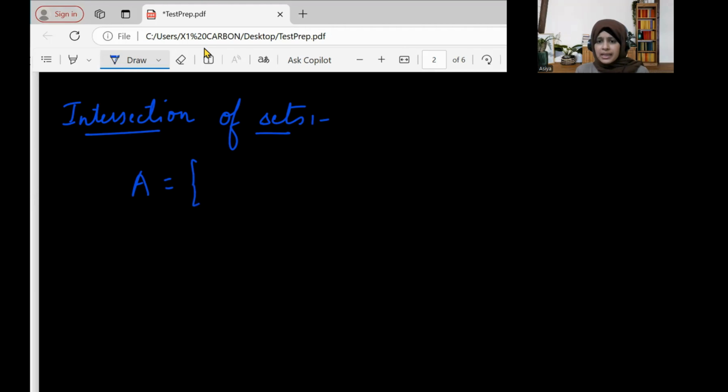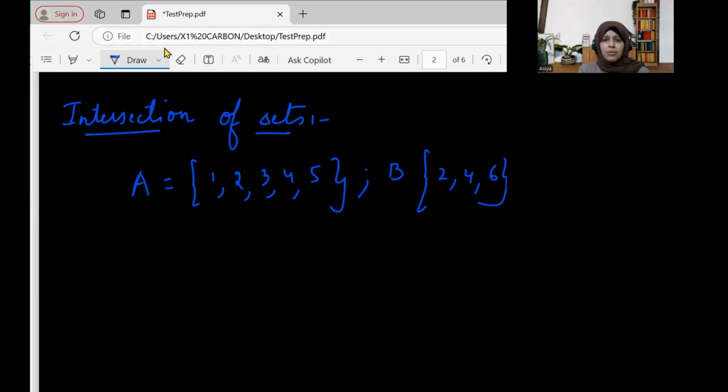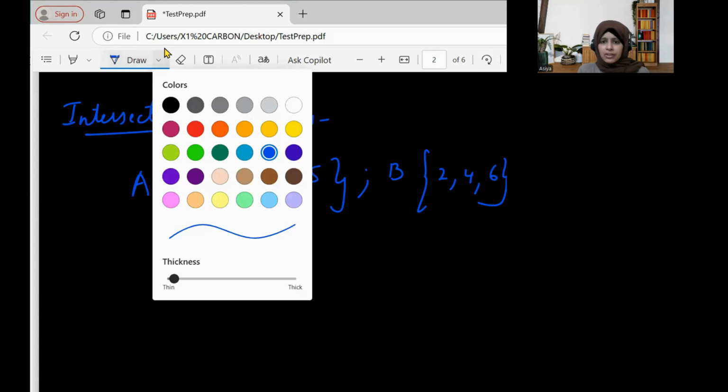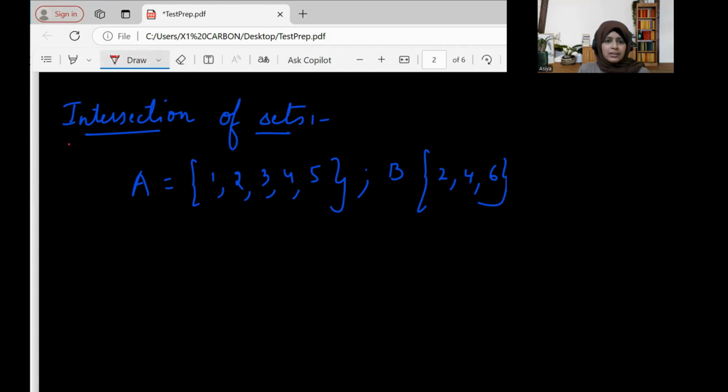Suppose my set A contains elements 1, 2, 3, 4, 5, and my set B contains elements 2, 4, and 6. Now, when I talk about intersection, as I said earlier, intersection is the set of all elements that are common to both the sets. Now, this is represented by an inverted U, okay? And I will read it as A intersection B.